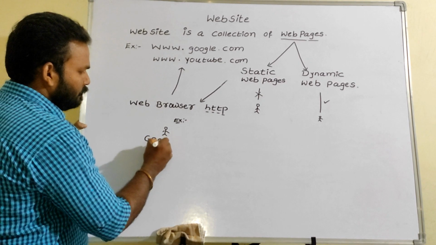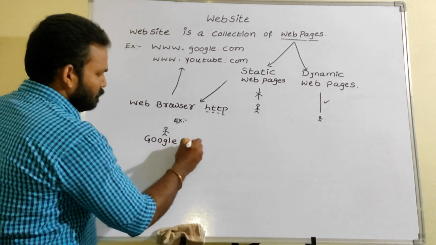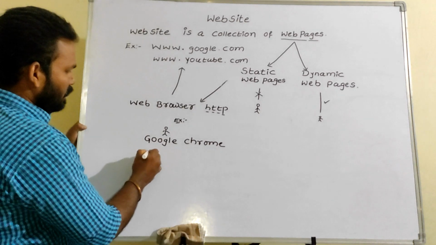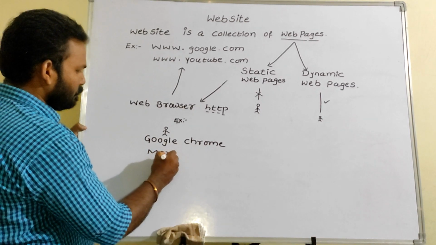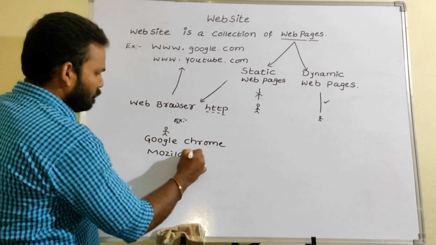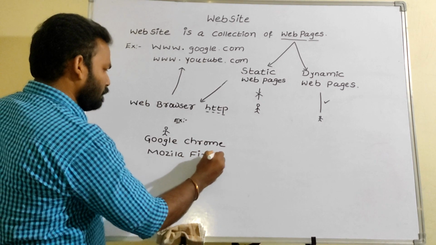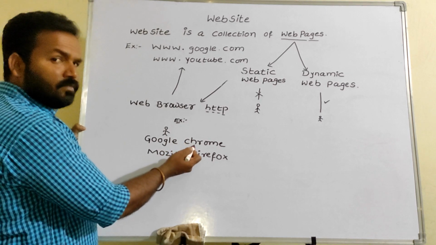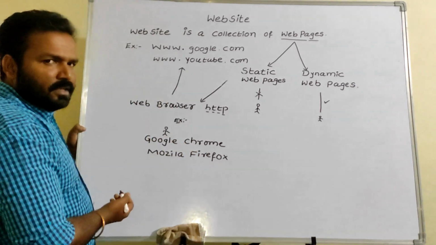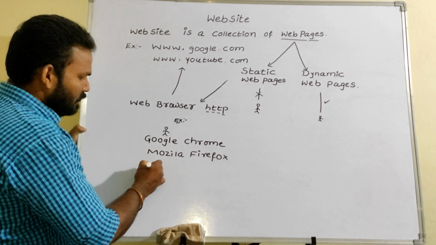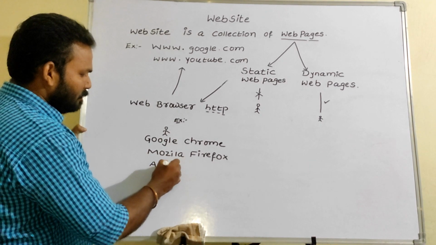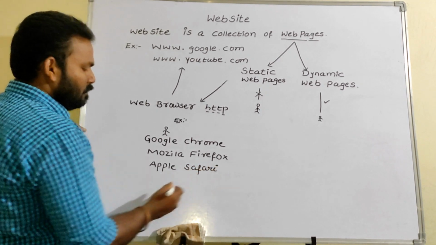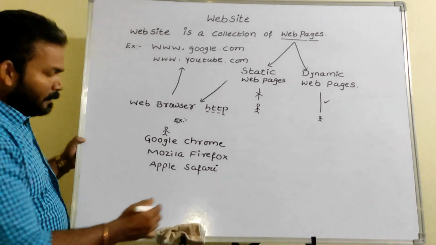Okay, right. Examples of web browsers: Google Chrome, Mozilla Firefox. Here Chrome is the name of the browser which was developed by Google company. Next, Apple Safari, a browser name developed by Apple company.